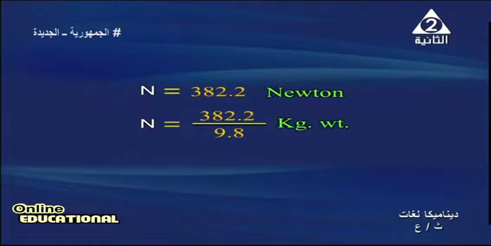What is the magnitude of the reaction in kilogram weight? N in Newton over 9.8 equals kilogram weight. Then N equals 382.2 divided by 9.8 kilogram weight, which equals 39 kilogram weight. Then the reaction of the plane equals 39 kilogram weight.